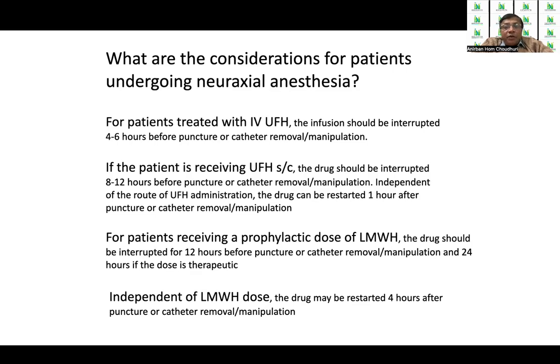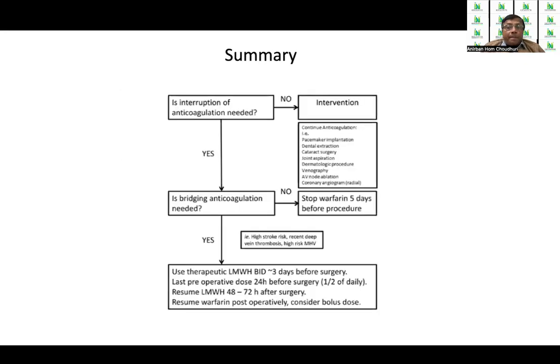For patients receiving a prophylactic dose of low molecular weight heparin, the drug should be interrupted for 12 hours before puncture or catheter removal or manipulation, and 24 hours if the dose is therapeutic. Independent of the low molecular weight heparin dose, the drug may be restarted 4 hours after the puncture, which was 1 hour in the case of unfractionated heparin. Here it is 4 hours after the puncture or catheter removal or manipulation.